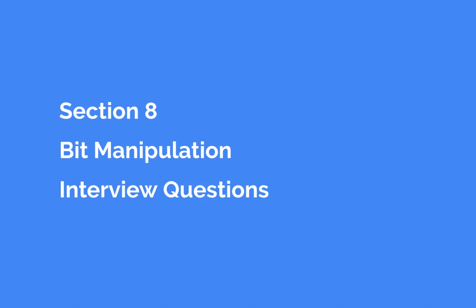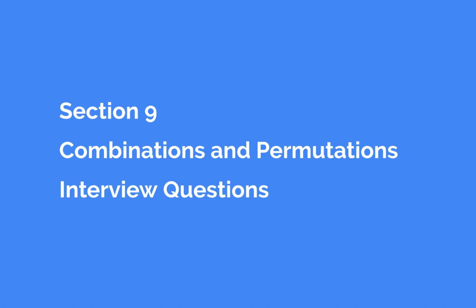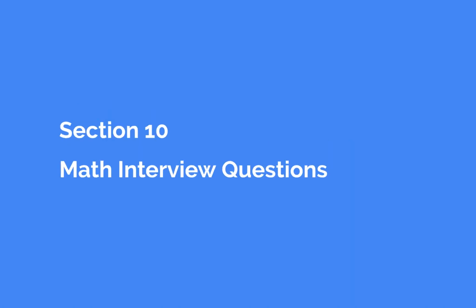Next, we're going to cover bit manipulation and interview questions pertaining to this type of way of structuring your algorithms and solving problems. In section 9, we are going to be covering combinations and permutations. These are two ways to sort through and select from different data structures. And we're going to be covering the difference between the two as well as how the two are commonly used in questions. And finally, in section 10, we're going to be covering some math interview questions. Math is quite a broad topic, so we're going to be covering some of the most common interview questions that have to do with math and all of the various categories in math.